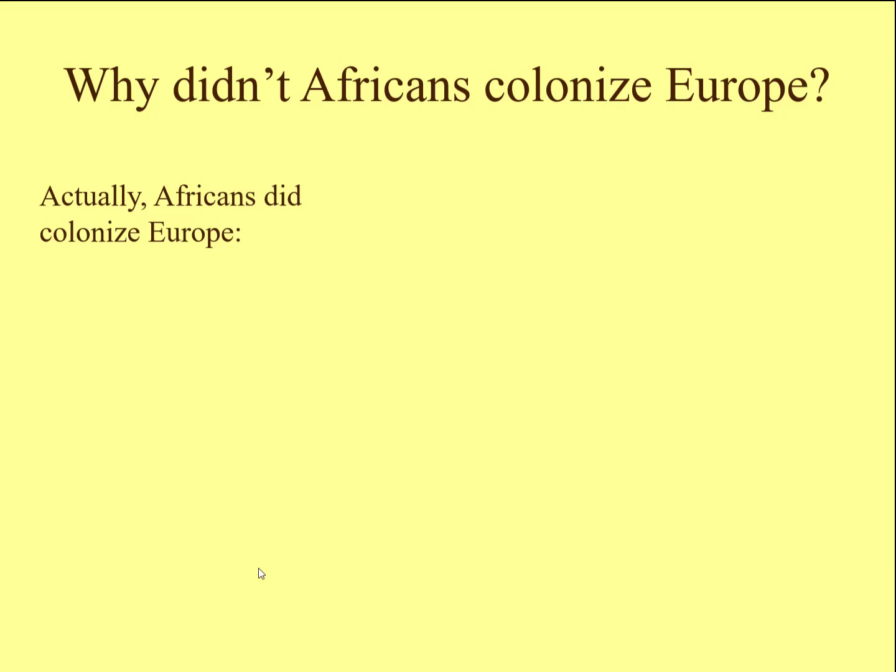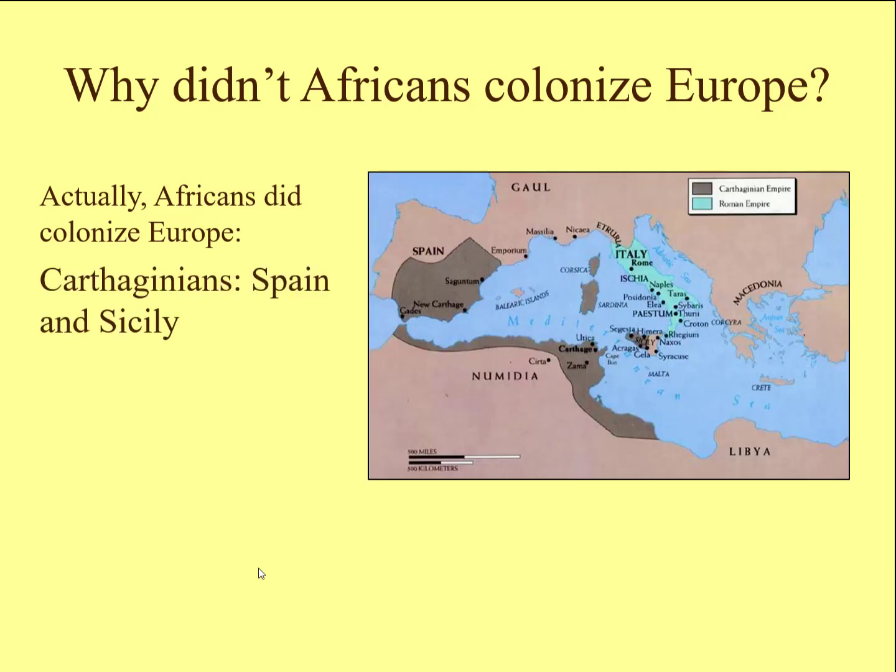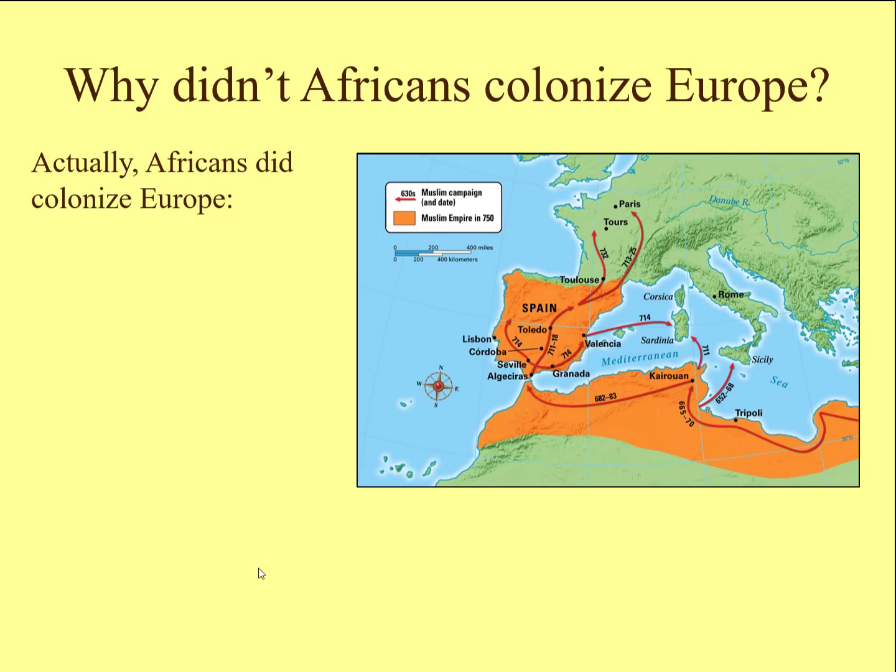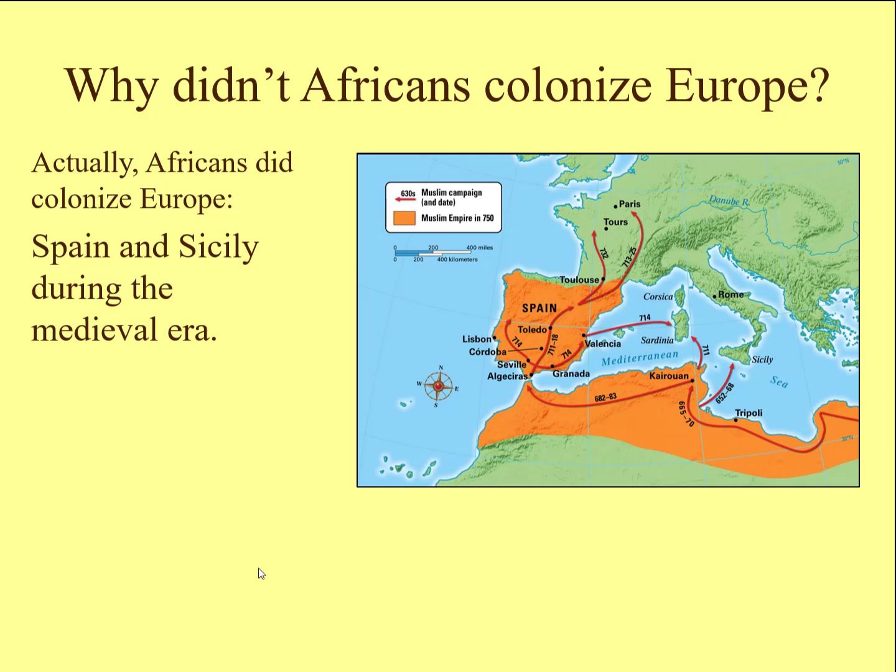Why didn't Africans colonize Europe? The answer is, actually, Africans did colonize Europe. In ancient times, the Carthaginians colonized Spain and Sicily. The Carthaginians lived in what is today Tunisia, which is part of Africa. During the Middle Ages, Africans actually did colonize Europe. Again, Spain and Sicily were run by North African polities from the Maghreb, Libya, and Egypt.